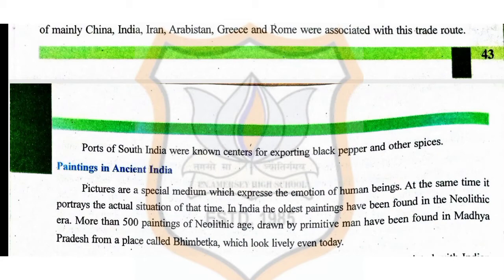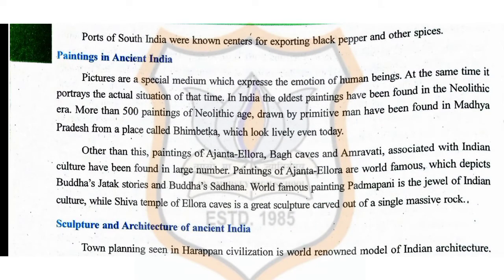Paintings in ancient India. Pictures are a special medium which express the emotions of human beings. At the same time, it portrays the actual situation of that time. In India, the oldest paintings have been found in the Neolithic era. More than 500 paintings of Neolithic age drawn by primitive man have been found in Madhya Pradesh from a place called Bhimbetka, which look lively even today.